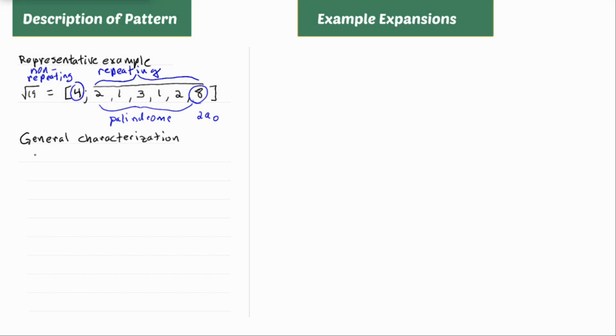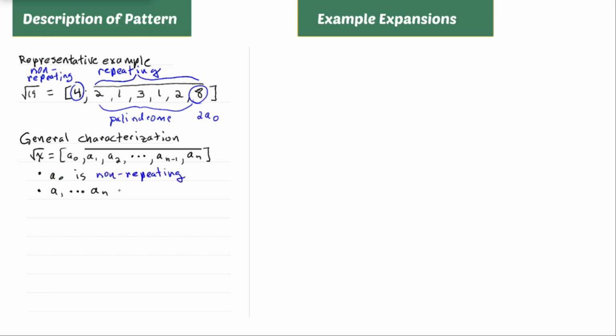We can write the simple continued fraction with variables like this. The square root of x, where x is an integer but not a perfect square, equals a0, a1, a2, and this continues to some an minus 1 and ends with an. We put a bar over a1 through an. Here's the pattern. The first term a0 is non-repeating, but the rest, a1 through an, are repeating. Within the repeating portion, a1 through an minus 1 form a palindrome, and the last term an equals 2 times the first term a0. When continued fractions have a repeating part like this, sometimes we say they're cyclic or periodic.